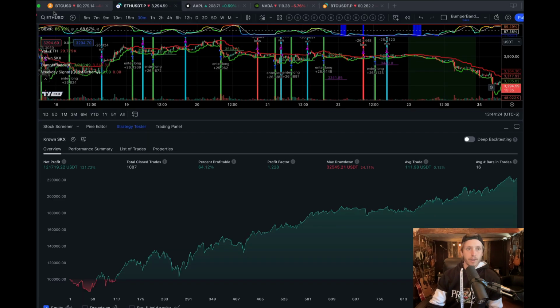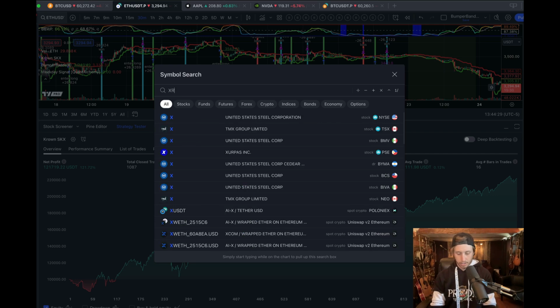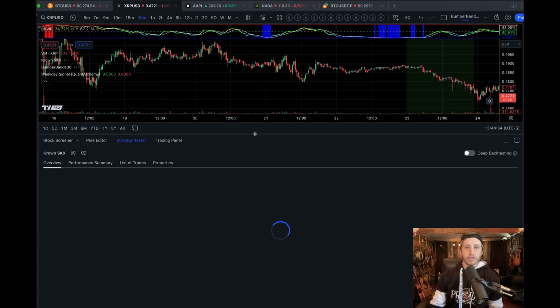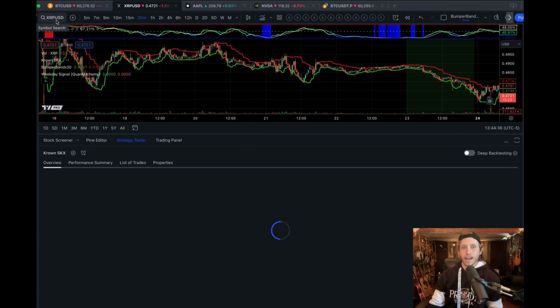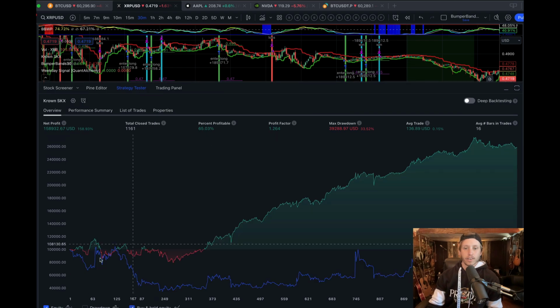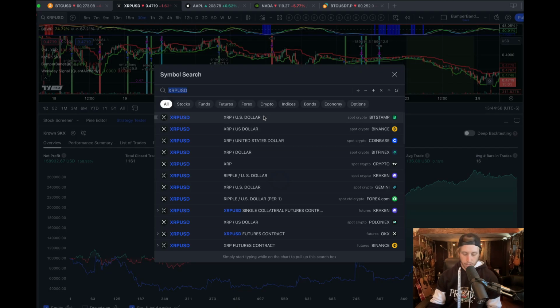All right, let's look at maybe XRP. Why not? XRP USD. Let's look at Binance. We'll just jump through a few here. And again, I'm choosing a few that work pretty well with this really basic template. I will post some more optimized results. So with what XRP has done, which is basically gone sideways, this trading strategy and the BumperBands trade it pretty well.